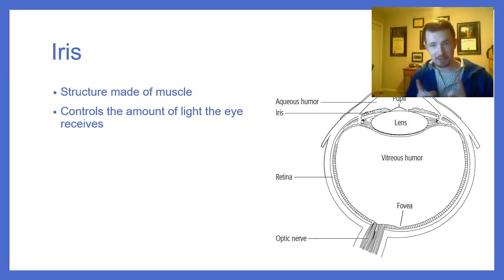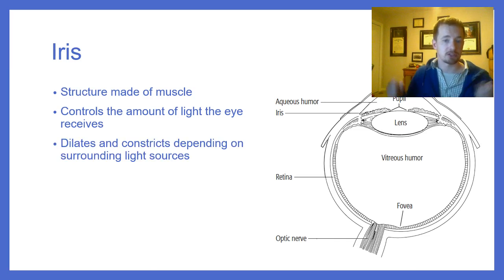So this is a little bit counterintuitive, right? Because normally when we think about the eye, usually you'll hear people talk about their pupils dilating or constricting. Yeah, the pupil does that. However, what's actually controlling the size of the pupil is the iris. So the iris is going to dilate or constrict depending on how much light is surrounding us. So hold on to that thought.